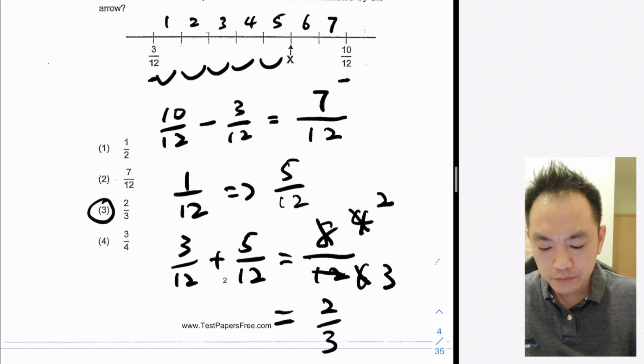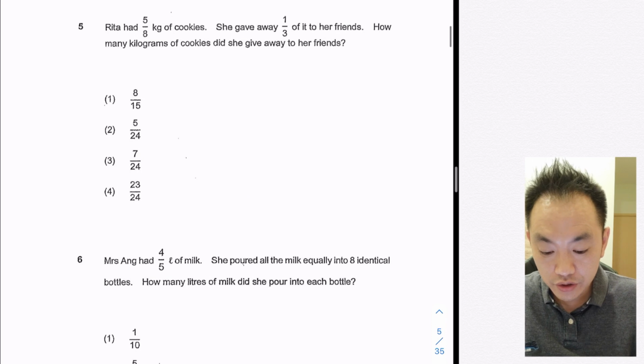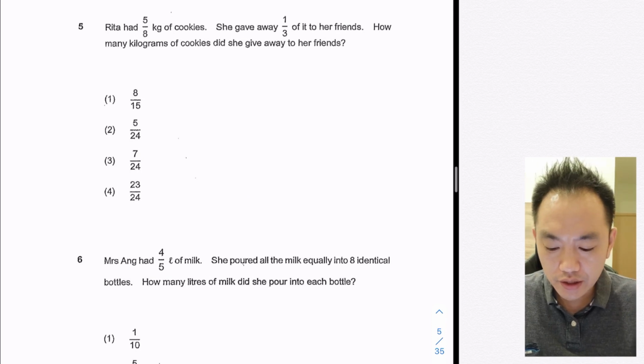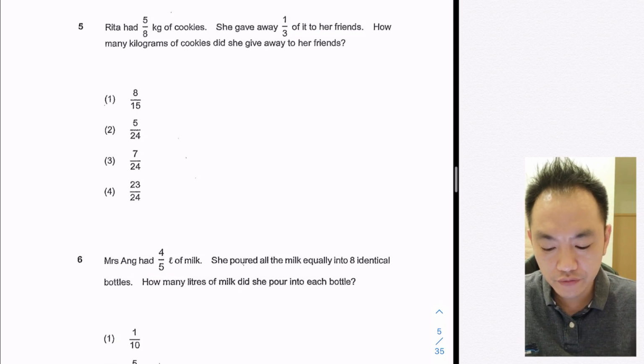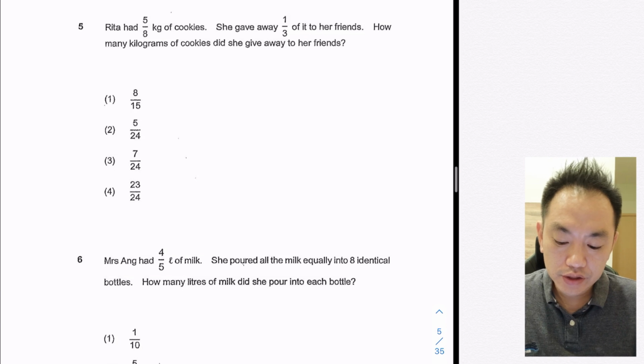Okay. Let's move on to question 5. Rita had 5 out of 8 kilo of cookies. She gave away 1/3 of it to her friends. How many kilograms of cookies did she give away to the friends? Okay, so you have a few clues here. One is Rita had 5 out of 8 kilo of cookies, and then she gave 1/3 away.